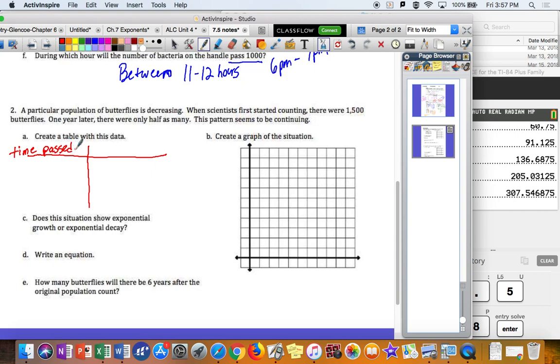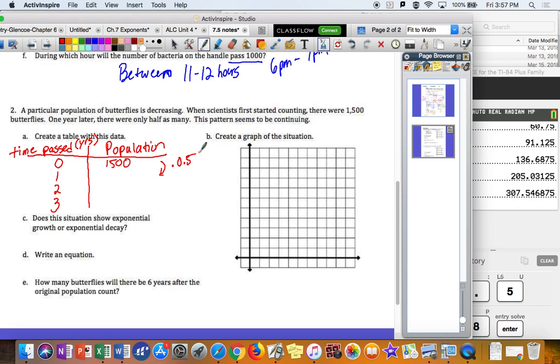Okay, so time passed in years. We're going to do something similar to what we did on the last problem and figure out time passed as our x value. So let's go with 0, 1, 2, 3 years, and then let's go with the population of butterflies. We start off with 1,500 of them, and then each year there's only half as many, okay? So that means the multiplier is 1/2.